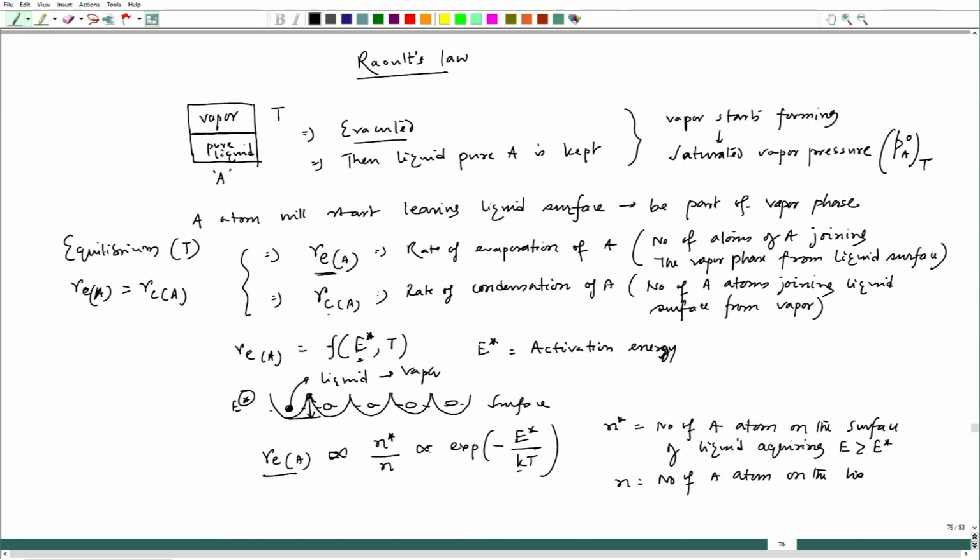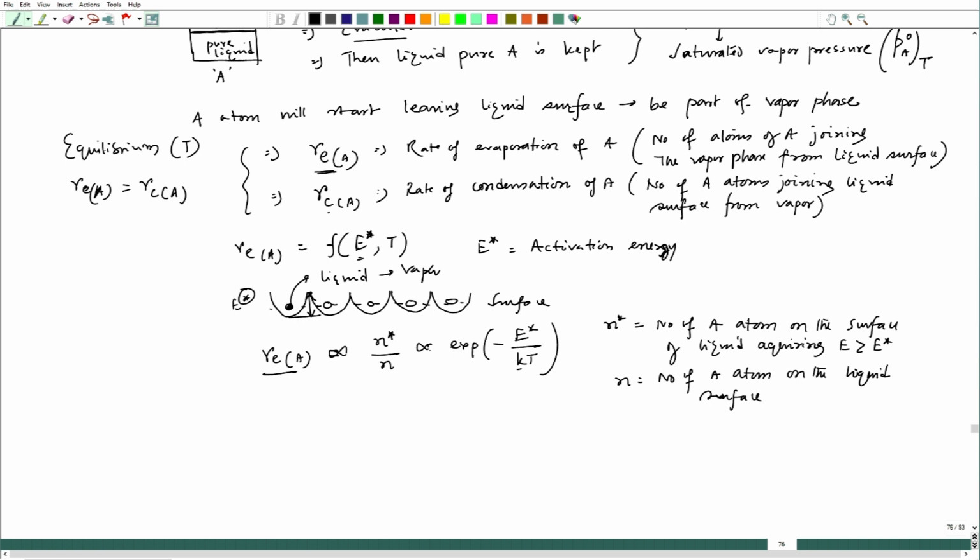On the liquid surface, fine. So, now once we have that, we see that if we reduce this and if we increase T, we will see that R_E will also go up. That means the evaporation rate would also go up. In fact, that would lead to a higher P_A naught. The partial pressure, the saturated vapor pressure, would also increase.